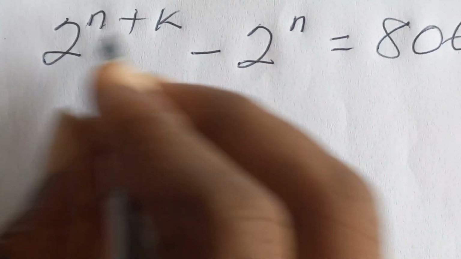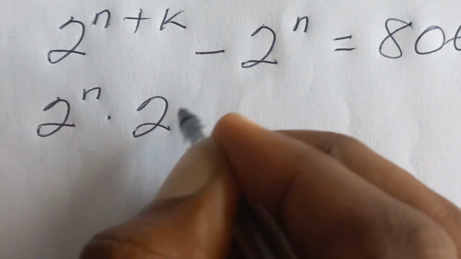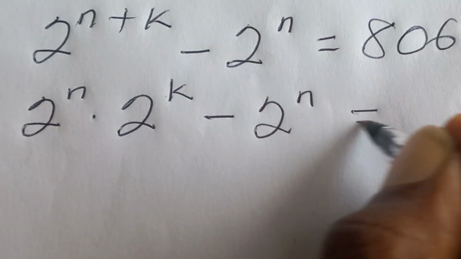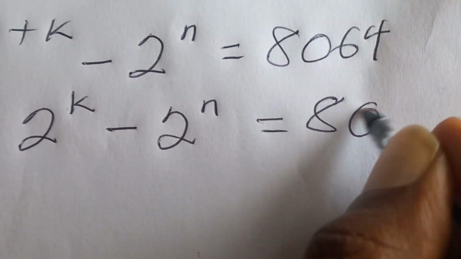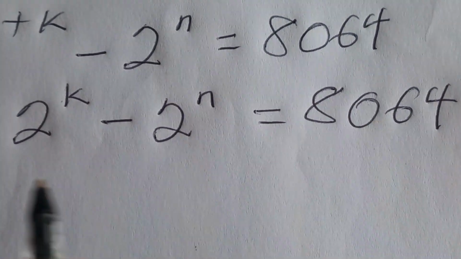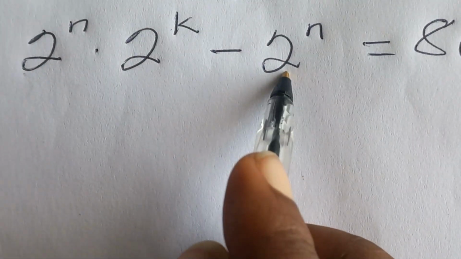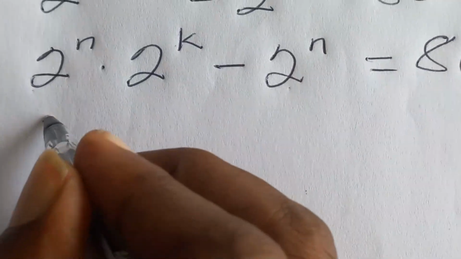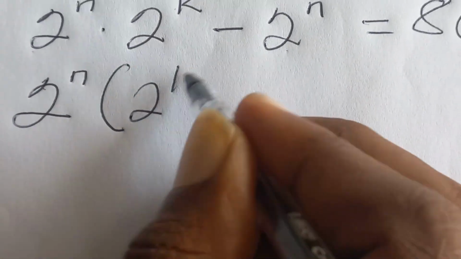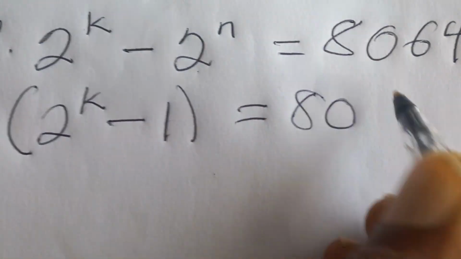So we can express this as 2 exponent n multiplied by 2 exponent k minus 2 exponent n, which is equal to 8064. Okay, so now we are having 2 exponent n here and 2 exponent n. So let's factorize 2 exponent n outside, leaving 2 exponent k minus 1, and is equal to 8064.